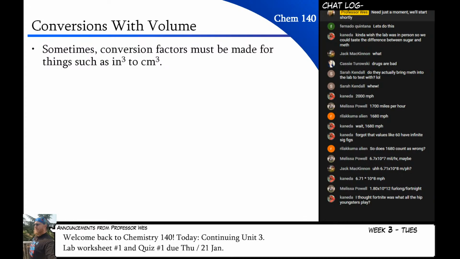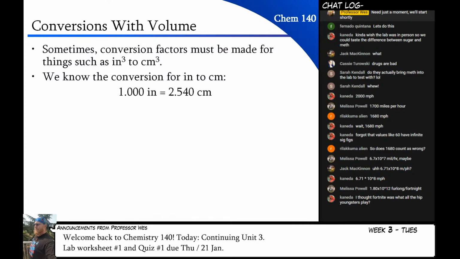Sometimes you have to work the volumes. And those conversions can get a little dicey because the one-dimensional conversions exist, but the three-dimensional ones have to usually be derived. So what do I mean by that? So, for instance, we know that this is true. In 1 inch, there are 2.540 centimeters. How the heck do I get the cubic conversion for that?